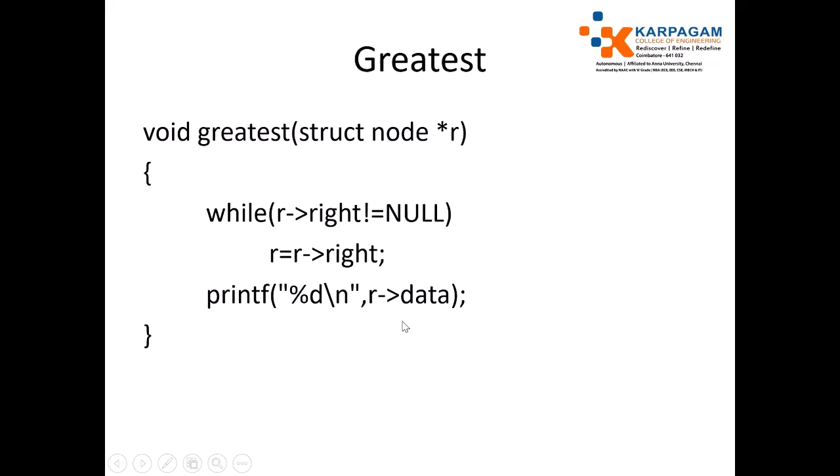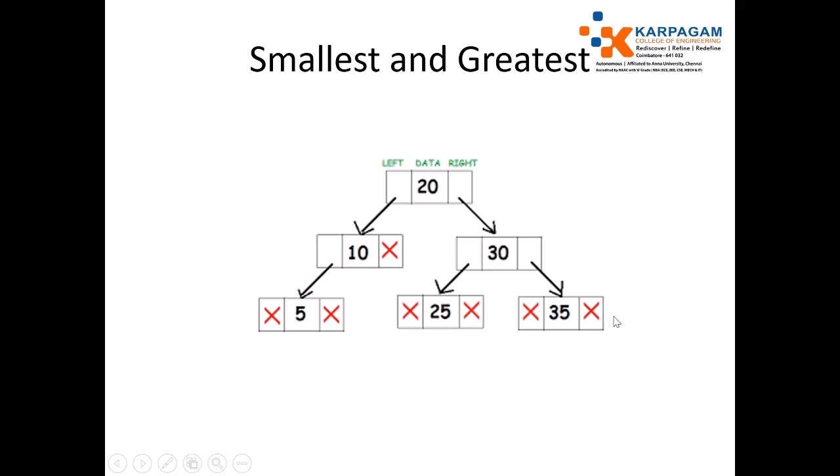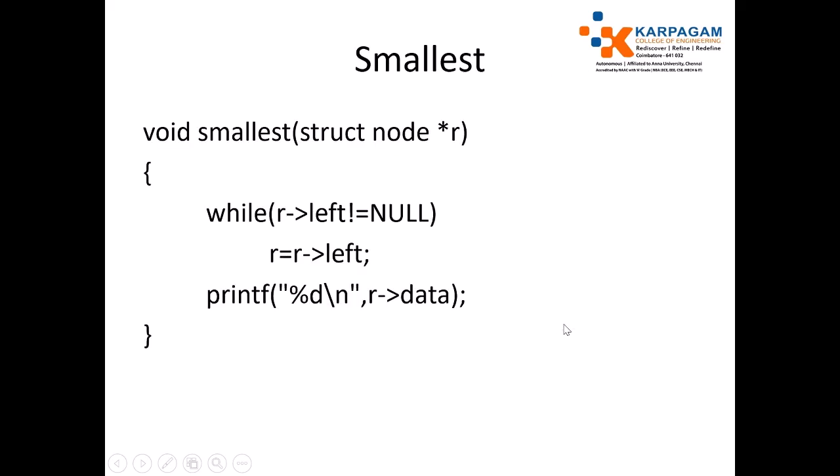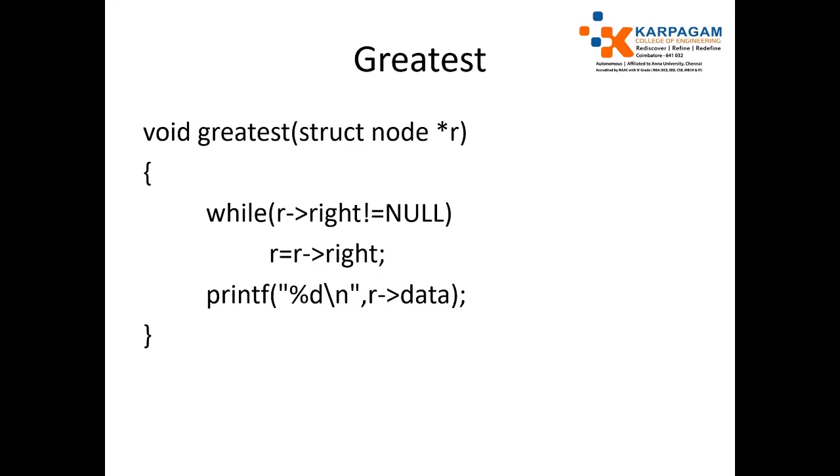In a similar way, I can find the greatest element by using the right pointer. I can move to the rightmost end by using the while loop while R of right not equal to null, using the expression R equal to R of right. This condition fails when R of right equals null. At that time the node data value is 35, so I can print the greatest element. In this way we can solve these kinds of problems. This corresponds only to a binary search tree, not a binary tree. Binary search tree has some constraint, no?